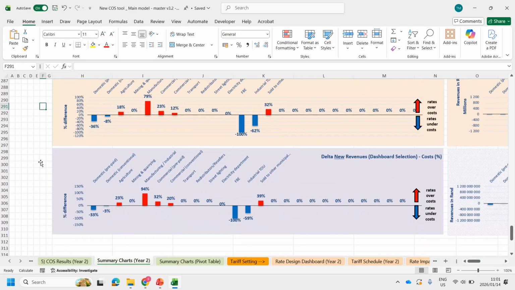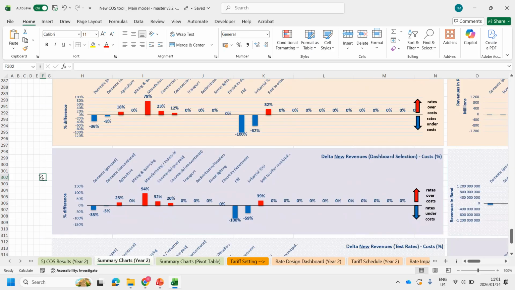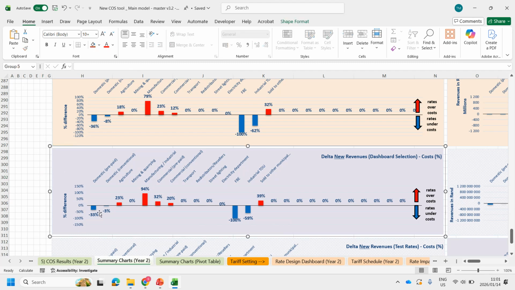And the similar graph that you see here, the purple one, the purpose is to see after you've designed your new tariffs that you'll be submitting to NERSA, what will the impact look like on your customers? Now that I've applied maybe my 15% increase, what will the burden look like for certain customers, and how will other customers still be paying below cost? So that's it for part 2 of looking at the key results on the cost of supply study.